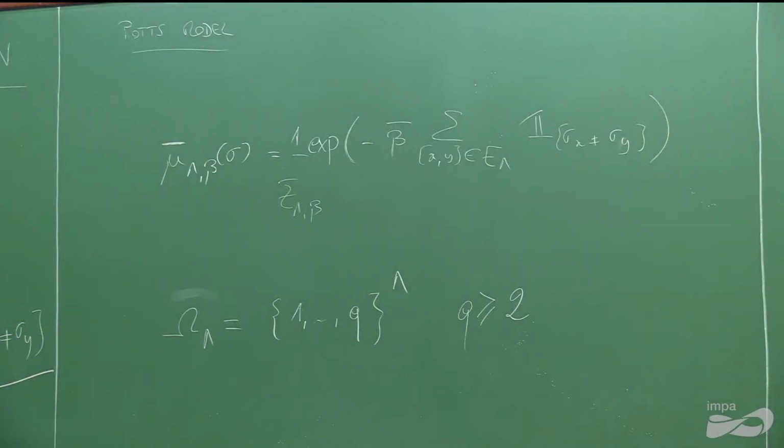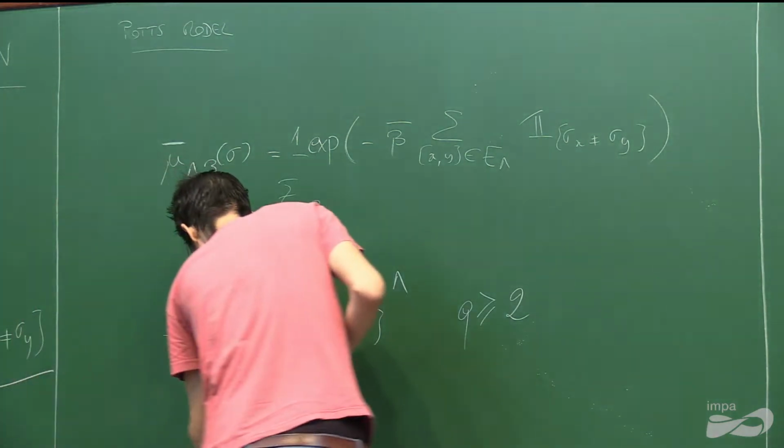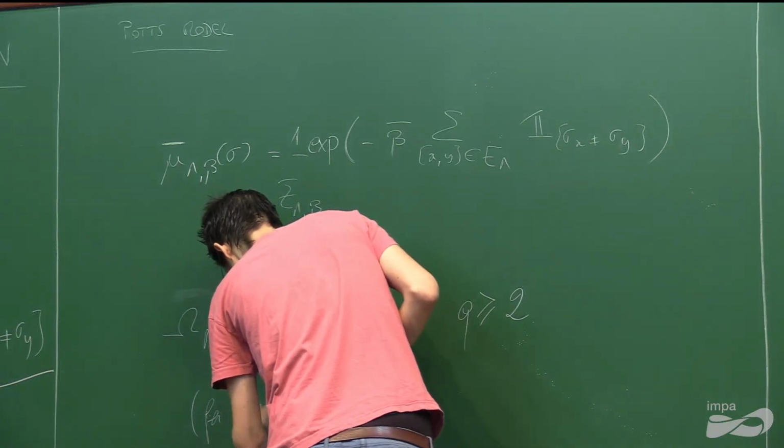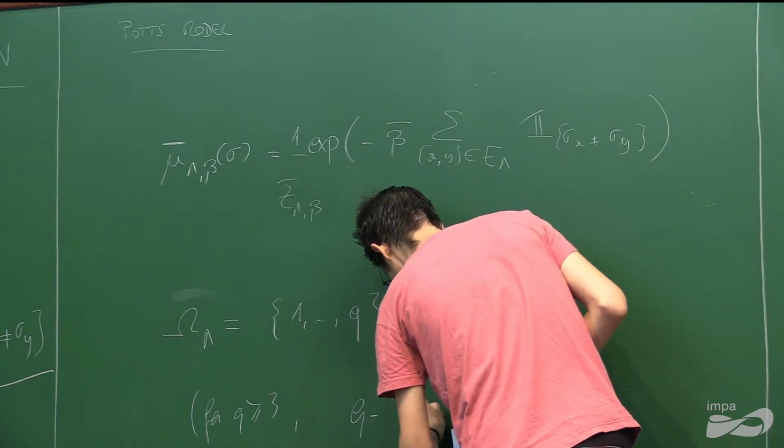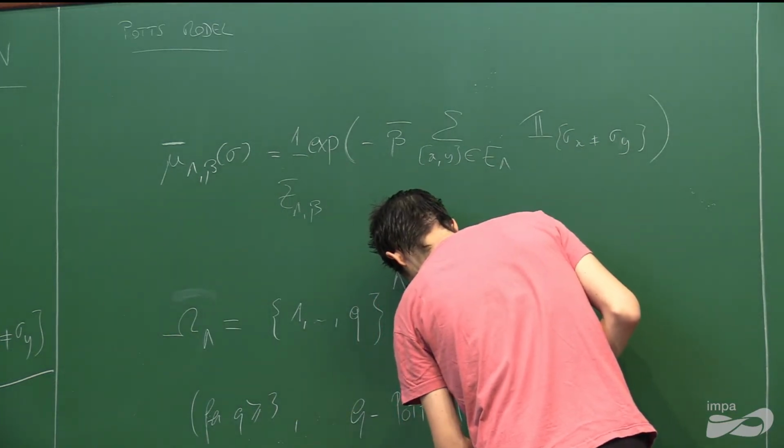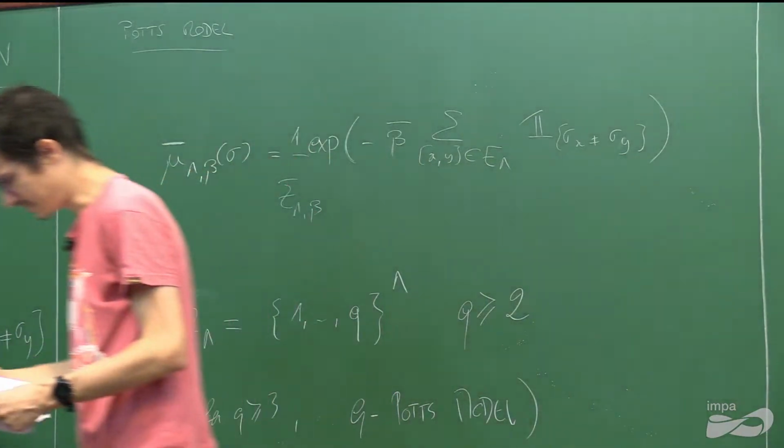Okay, so if q is equal to 2, it's just the Ising model. It's just that we have renamed the minus 1, 1. We have changed to say that it's 1, 2, but it doesn't change anything. If q is larger than 3, it's a Potts model, strictly speaking. Okay, so for q larger than 3, that's the q Potts model.